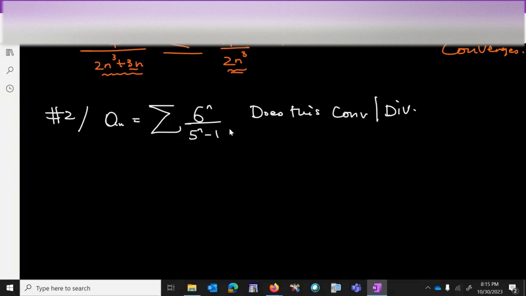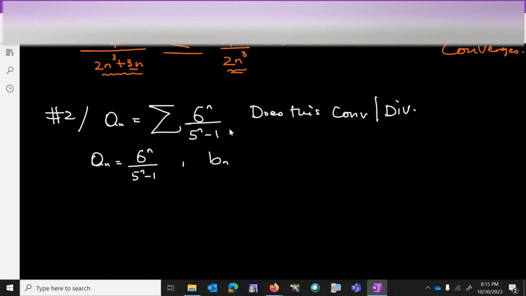Okay, does this converge or diverge? As always, all we have to do is know my a sub n. a sub n is simply 6 to the power of n over 5 to the power of n minus 1.